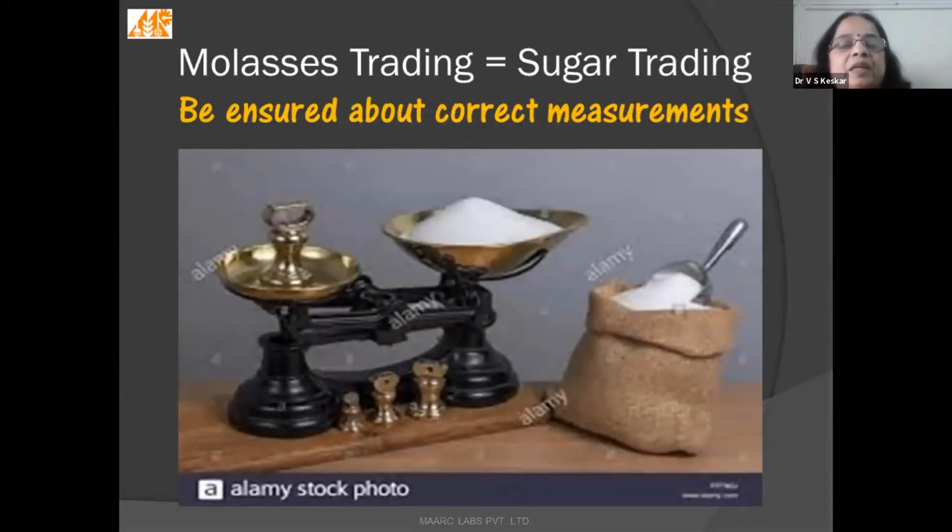So why is the subject important? Molasses trading is equal to sugar trading. So be ensured about correct measurements. You are taking money for sugar in molasses and you are paying money for sugar in molasses. So the topic is very, very important. Let us see what we are doing today and what we are planning to do tomorrow.